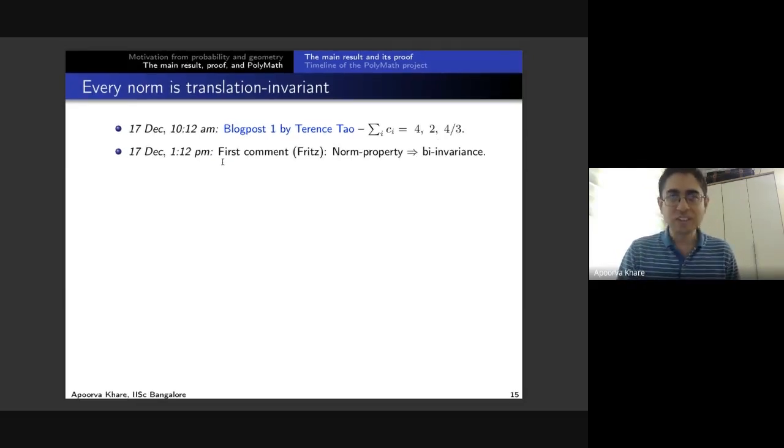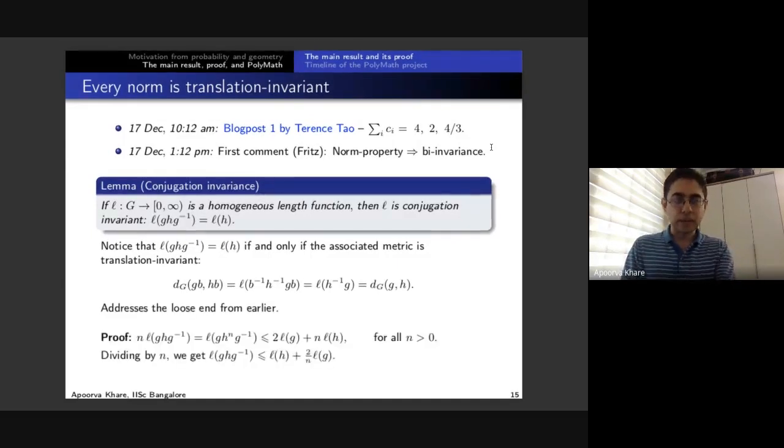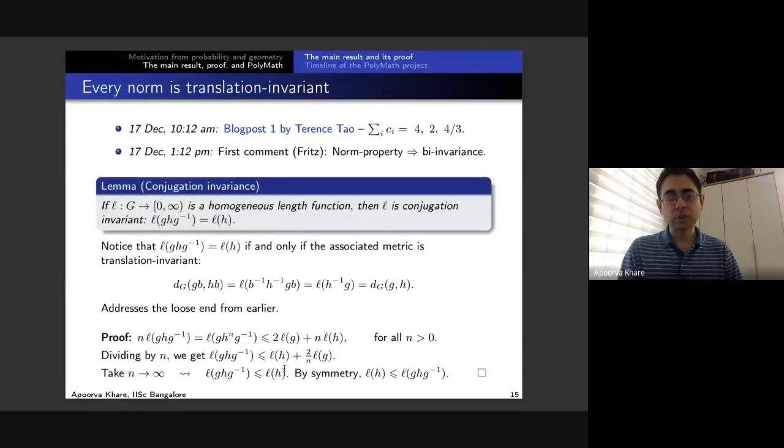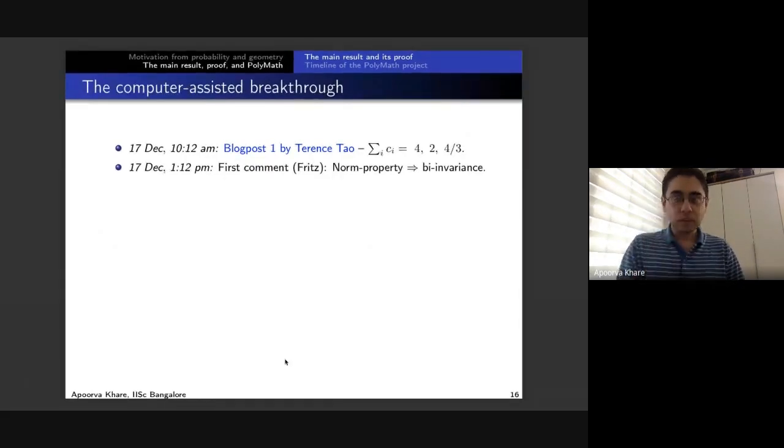Within 3 hours, somebody in Germany, an extremely sharp postdoc there, Tobias Fritz, showed the proof that I told you on the board, that the norm property and left invariance implies right invariance. Okay, and that's the proof that I already told you, this length of G inverse G is G inverse, less than length of H, and now by symmetry, you can do the conjugation. So yeah, this part I already told you. So that was in the first 3 hours, okay? So he said that you don't even need to assume that it is right invariant, you can derive it.